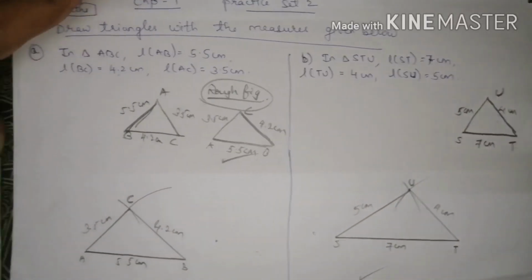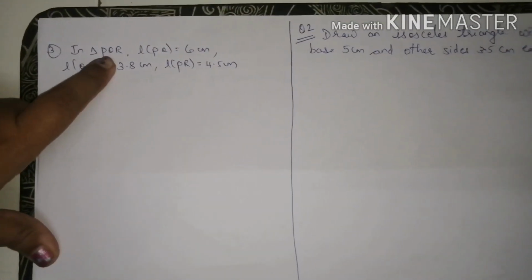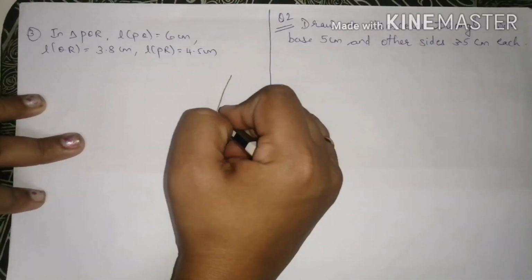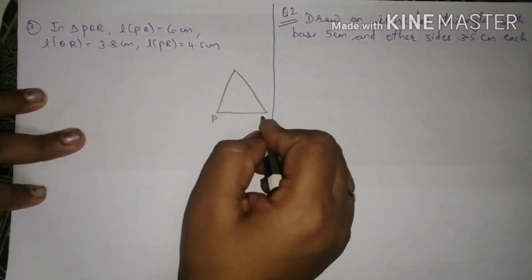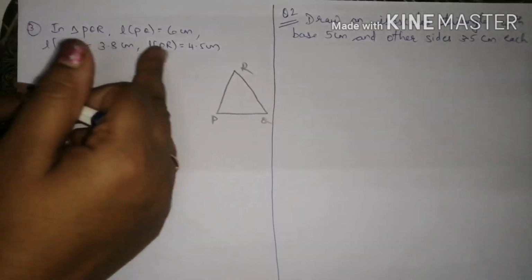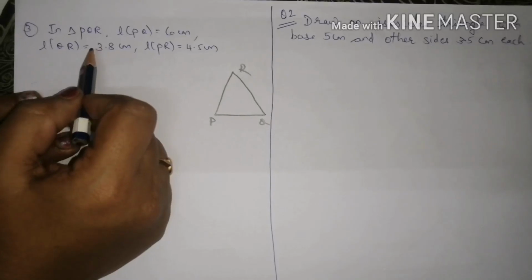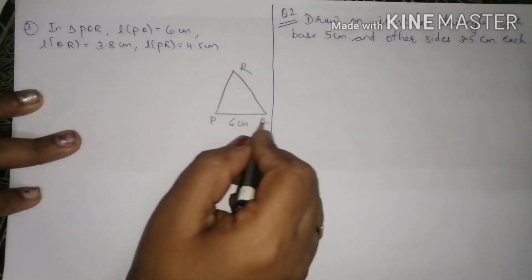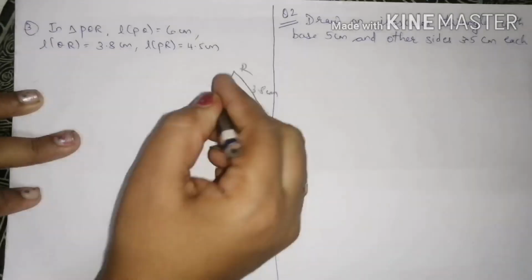Now let's move to the third sum. In triangle PQR, draw one rough figure of the triangle. Name the triangle. What's the name of the triangle? PQR. Then write the measurements of the sides. All three sides are given. PQ is 6 centimeter. QR is 3.8. PR is 4.5 centimeter.